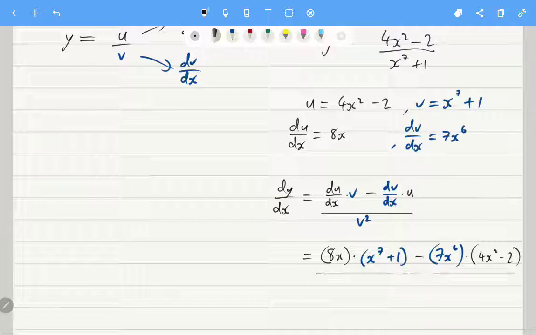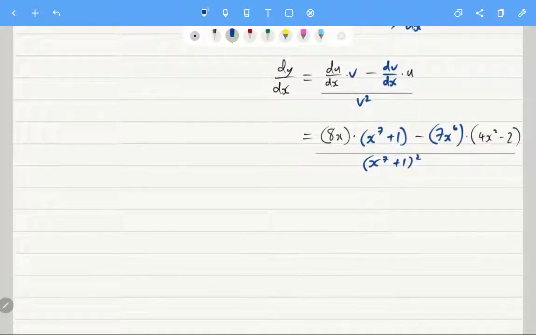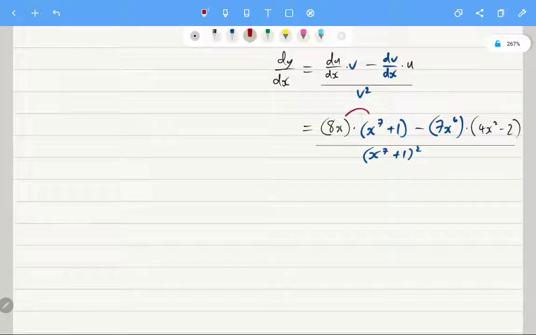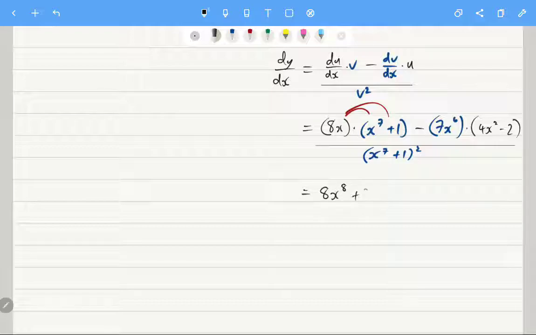And this is all being written over x to the 7, which is v squared. Alrighty, so this is the quotient rule. We've done it. Now all we've got to do is some algebraic cleanup. So first thing, I'm going to expand out these brackets. So I'm going to get 8x to the 8 plus 8x minus, and then I'm going to expand out these brackets.